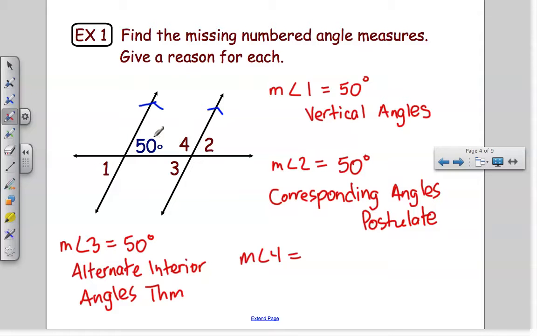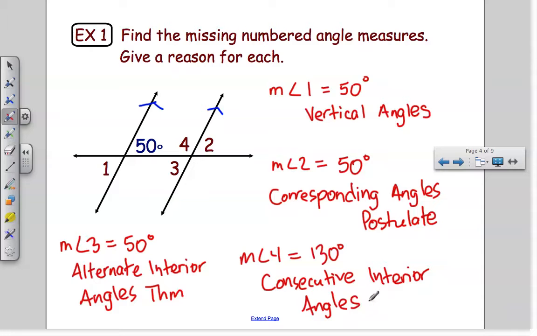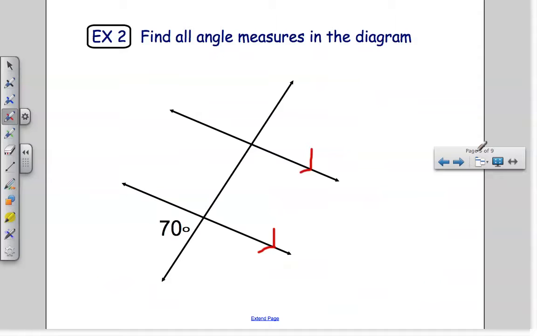If these two add to 180, if this is 50, this would have to be 130 degrees to add to 180. And my reason why is because these are, again, consecutive interior angles. And these are the ones that add to 180. They're supplementary. Consecutive interior angles there. So you'll have a few examples like this today where you have to give a reason for each angle, always referring back to the original angle that you were given. Looking at special angle pairs hit by parallel lines.